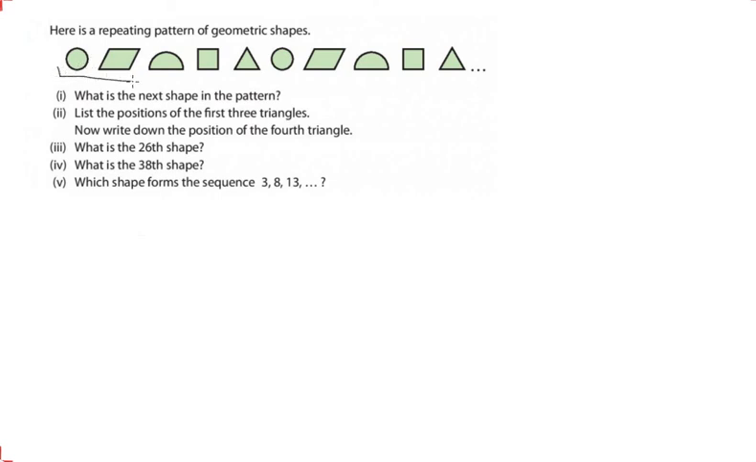The pattern is from the circle to the triangle. And then again from the circle to the triangle. So you can see how many shapes there are? 1, 2, 3, 4, 5. So they're in fives. A lot of the ones we've done so far have been in fives. And this is a circle, this is a parallelogram, semicircle, square, and triangle. Okay, so have a go at that and see how you do.